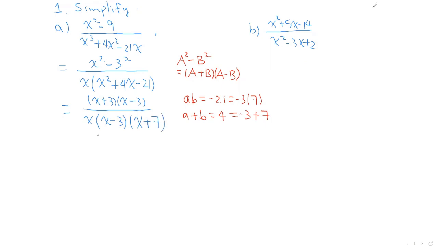You cancel the common factor, x minus 3. So here we got x plus 3 over x times x plus 7. And don't cancel those x's. We cannot do this, right? Because in the denominator, x is a factor, but in the numerator, this x is not a factor. It is one term of the numerator, right? So we stop here.